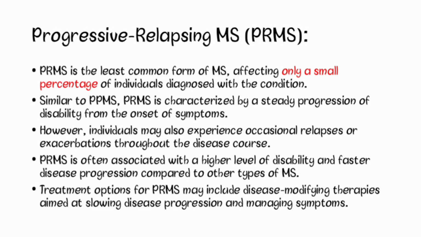It is important to note that while these are the main types of MS, the disease can vary widely among individuals and the progression pattern may evolve over time. Additionally, some individuals may experience atypical forms of MS or overlapping features between different types. Therefore, accurate diagnosis and personalized management are essential for optimizing outcomes for people living with MS.